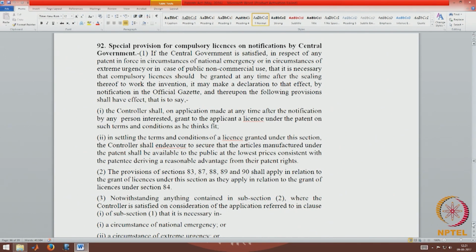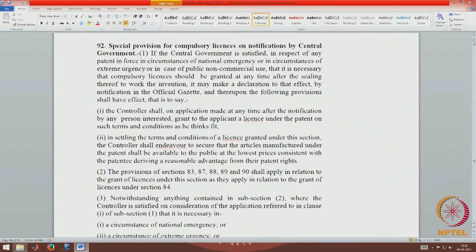92 deals with special provision for compulsory licenses on notification by the central government. The prerequisite for 92 to kick off is the fact that the central government should make a notification, whereas 84, we saw that 84 is market initiated. A person who has the capacity to manufacture can approach the controller with a license. So it is market driven. 91 is also market driven in the sense that a competitor can approach the controller seeking a compulsory license as and when there is a need. Again, that is market driven.